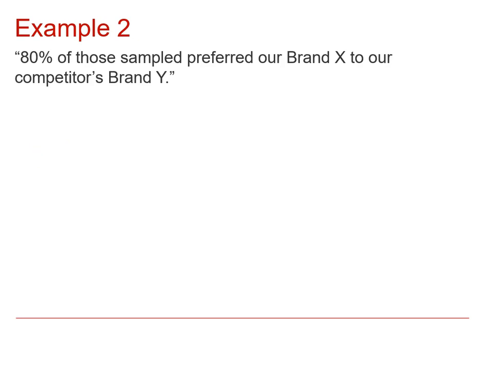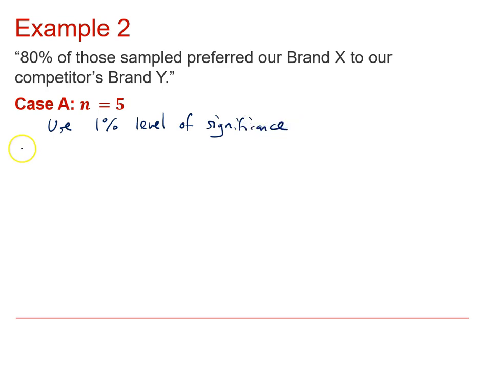Example 2, another quote. 80% of those sampled preferred our brand X to our competitor's brand Y. Well, again, it depends on how big your sample is as to how impressive that is. If n is equal to 5, and I did a quick test, use the 1% level of significance, define our random variable as the number of people in the sample preferring brand X.